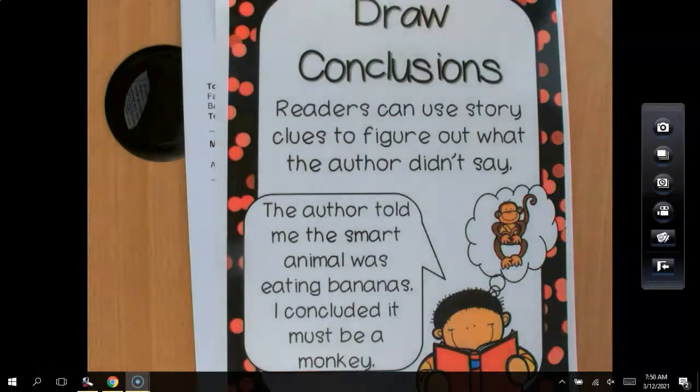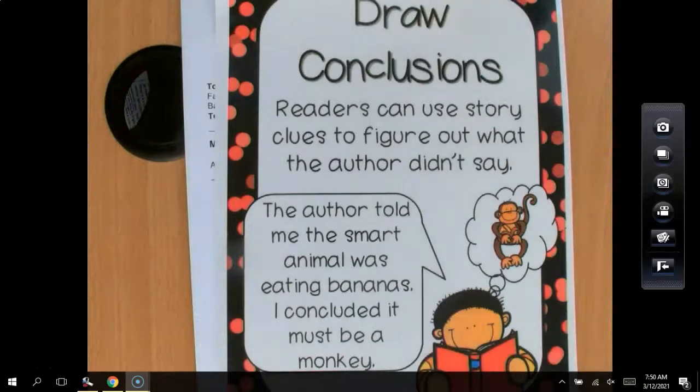Boys and girls, drawing a conclusion is just making an educated guess. It's making a guess. How do we make a guess, though? Well, when we make an educated guess, we have to read the information within our story. So we gather the facts, we gather the information. And sometimes we're able to make an educated guess based on those facts and information.